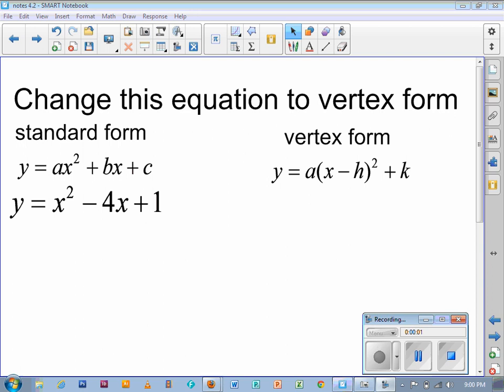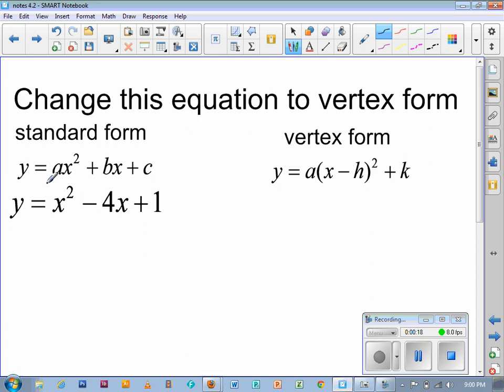This is a continuation of lesson 4.2. This particular part of the lesson will show you how to convert an equation that is in standard form and have it converted to vertex form. Now the forms are given to you in your notes, as you can see here.